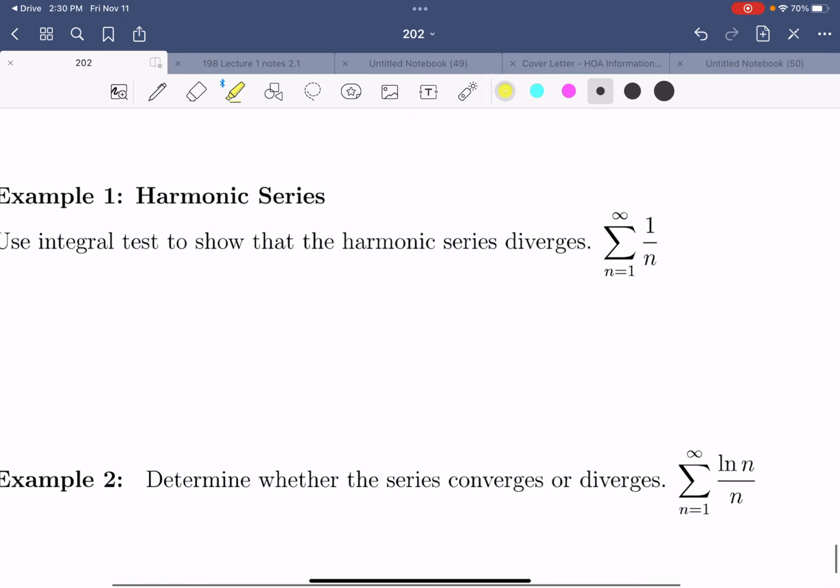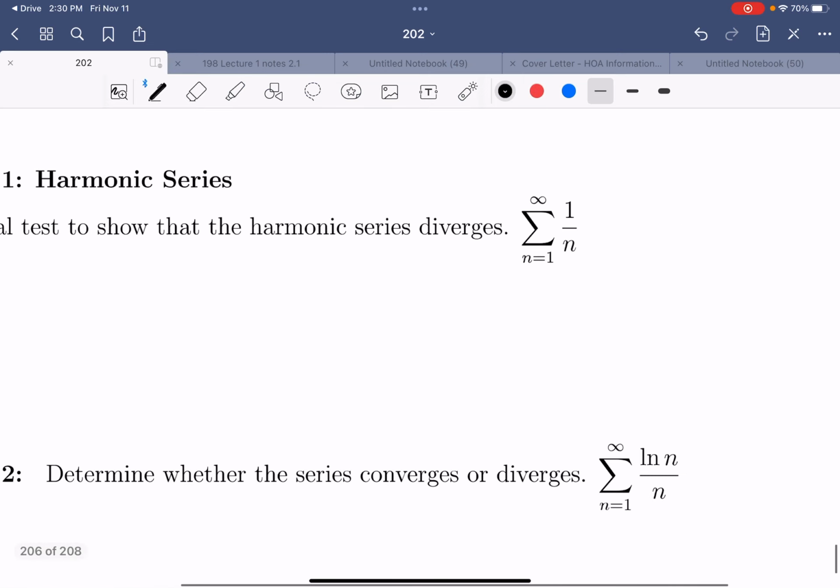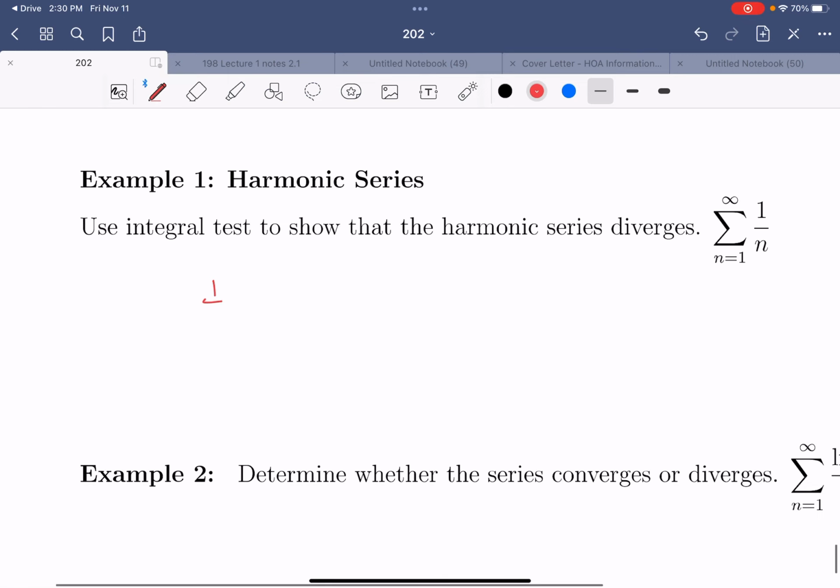So here's what the example will look like. The first thing that we can do is use this to show that the harmonic series diverges. So we know this harmonic series, sum n equals 1 to infinity of 1 over n. The corresponding integral, to apply the integral test, we're going to look at the function 1 over x, and we're going to integrate it from 1 to infinity dx.